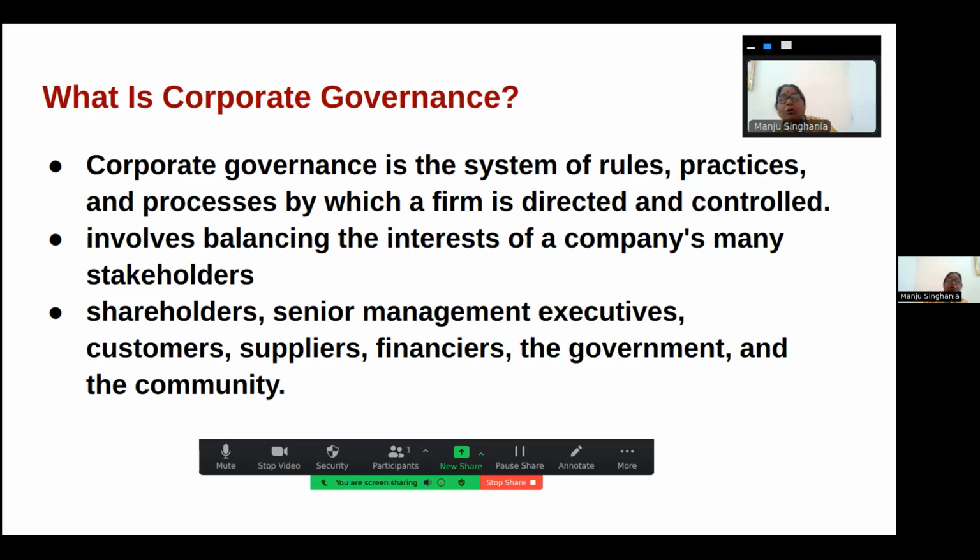So this is about what corporate governance is. It is the system of rules, practices and processes by which a business organization, a corporate organization, is directed and controlled. It involves balancing the interests of the company and different stakeholders.